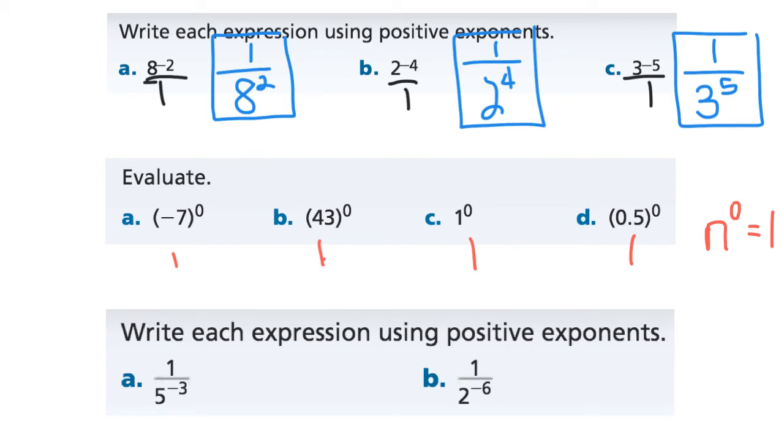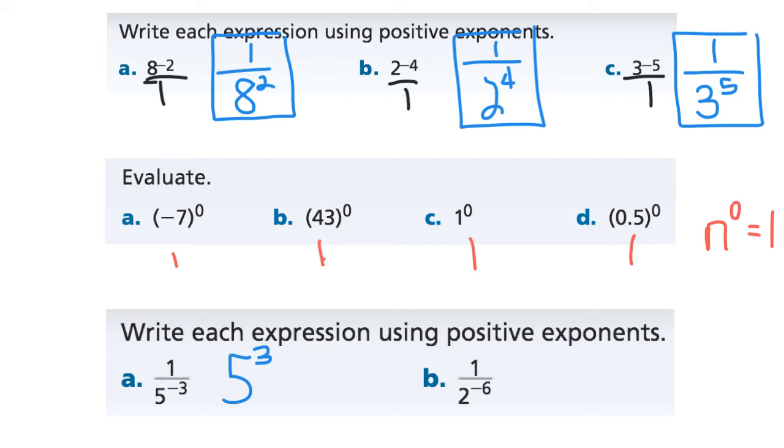Our last ones, write each expression using positive exponents. At the top section, we saw that if we had a negative exponent, we used its reciprocal to get rid of the negative exponent. The same is going to occur here. We have 1 over 5 to the negative 3. 5 to the negative 3 is in the denominator of the fraction. So in order to get rid of its negative exponent, we are going to move it to the numerator. We're going to make it its reciprocal. So that would be 5 to the third power over 1, or 5 to the third power.